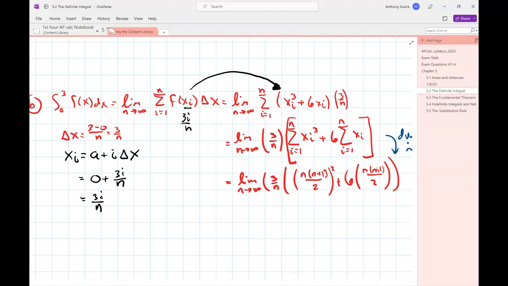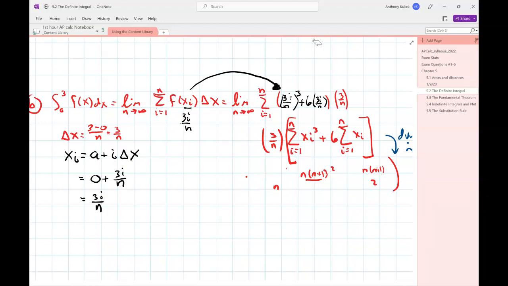So when I plug that into my f of x, this piece should be 3i over n cubed plus 6 times 3i over n. And I'm just going to erase everything from here to just fix it. Is everybody okay? And we'll finish this problem up and then we'll continue on.